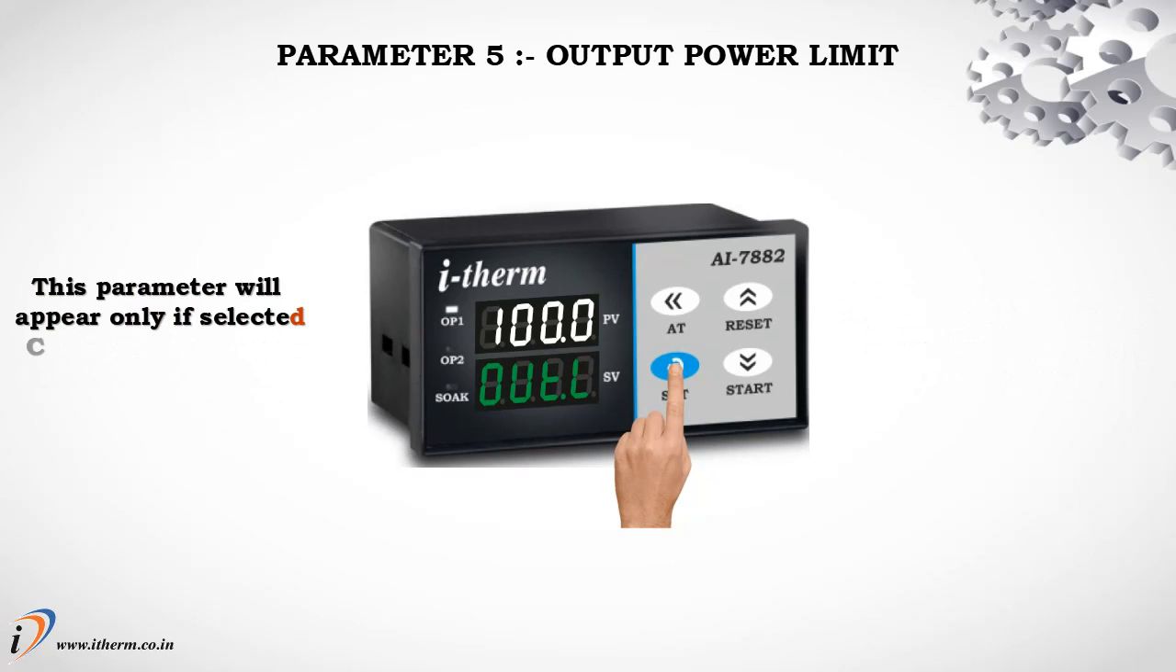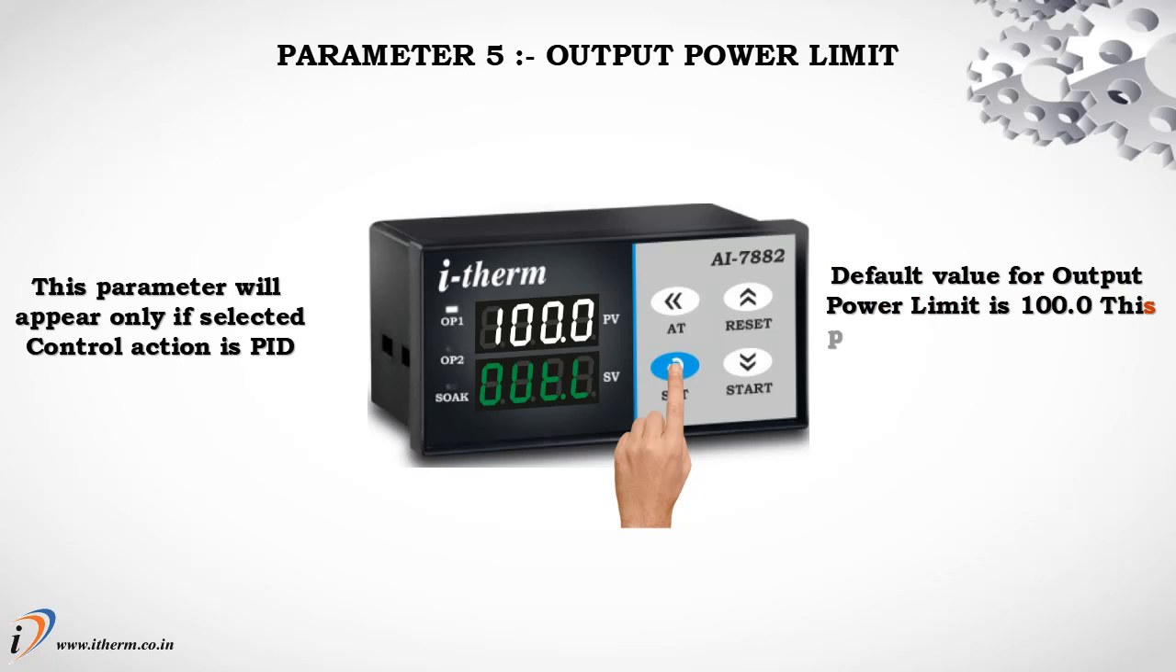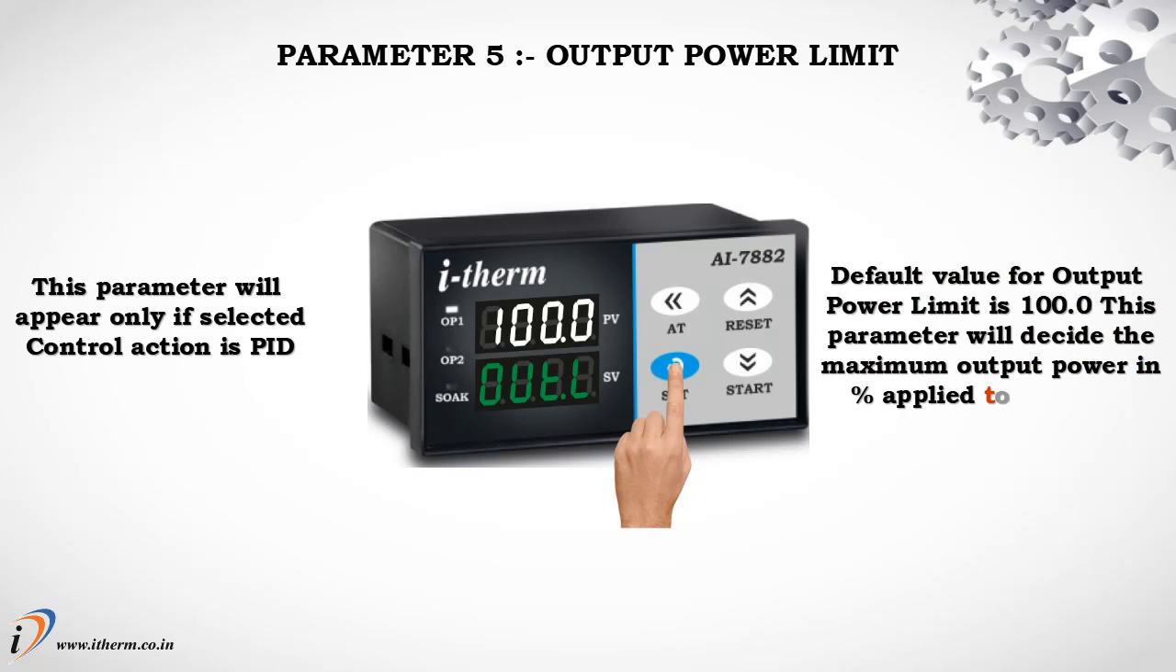Parameter 5, Output Power Limit. This parameter will appear only if the selected control action is PID. The default value for output power limit is 100.0. This parameter will decide the maximum output power in percent applied to the load.